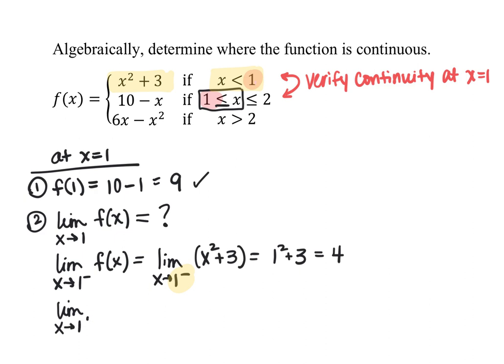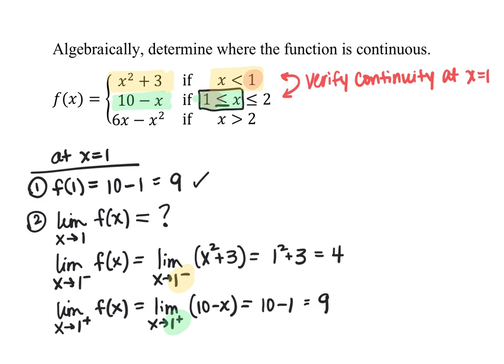Now we'll move on to the right-hand limit, the limit as x approaches 1 from the right. Again, if we're looking at the value of the limit as x approaches 1 from the right, then we need to analyze x values larger than 1. And you can see here, when x is greater than or equal to 1, that means we're on the second piece of this function, the 10 minus x function. So we'll analyze the limit of 10 minus x as x approaches 1 from the right. Doing direct substitution shows us that the right-hand limit is going to be 9.